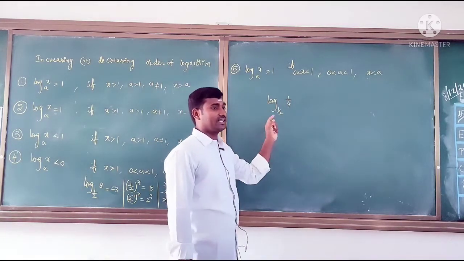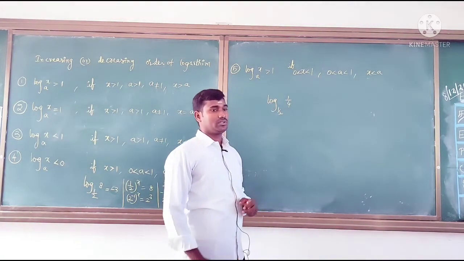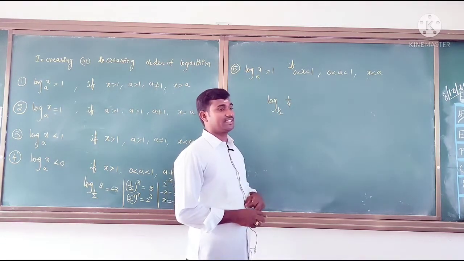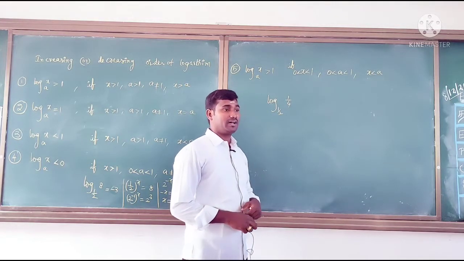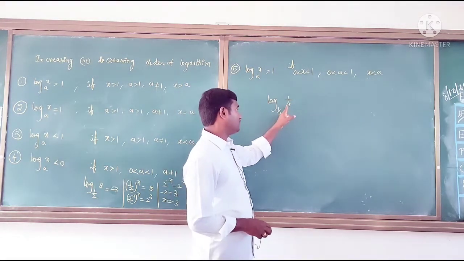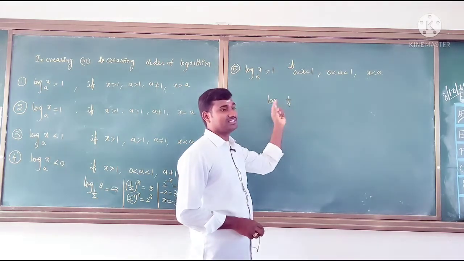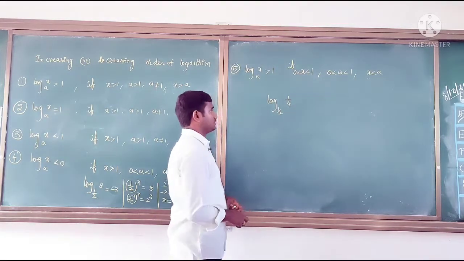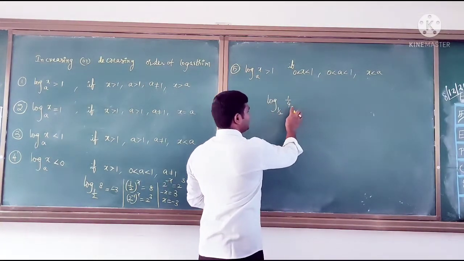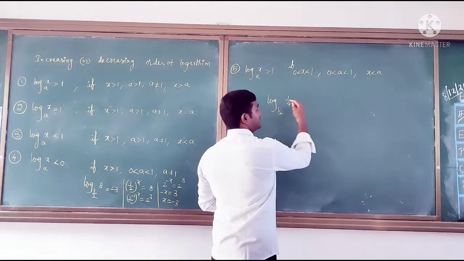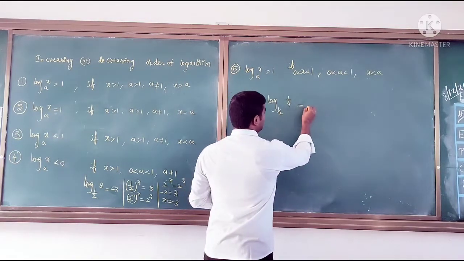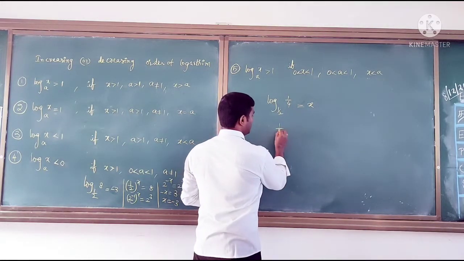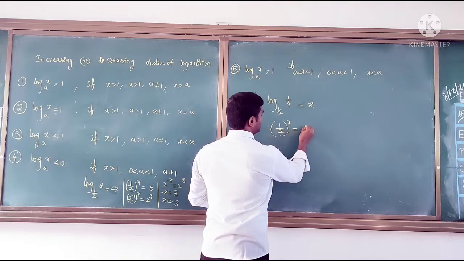Which number is greater here? 1 by 2 or 1 by 4? 1 by 2. So 1 by 2 is the greater number, 1 by 4 is the smaller number, and both numbers lie between 0 and 1 only. So x is less than a, so this value is greater than 1. Let us see whether we get greater than 1 or less than 1. You can make it equal to x. So 1 by 2 whole power x equals 1 by 4.